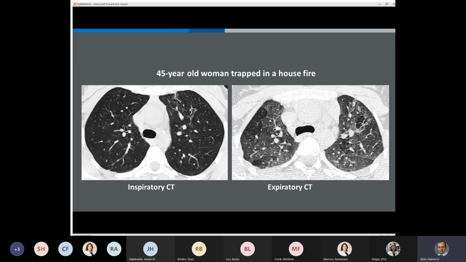And as I mentioned earlier, if you don't suspect this condition, and you just order an inspiratory scan, you are likely to miss it. Like in this patient who had an inspiratory scan, it's hard to really say too much. But on expiratory scan, you can see that, yes, there are areas of lucency and opaque lung, lucency and opaque. So it accentuates the air trapping. And so this was a young woman who was trapped in her house when a fire broke out for several hours. And this is another cause of bronchiolitis from smoke inhalation.